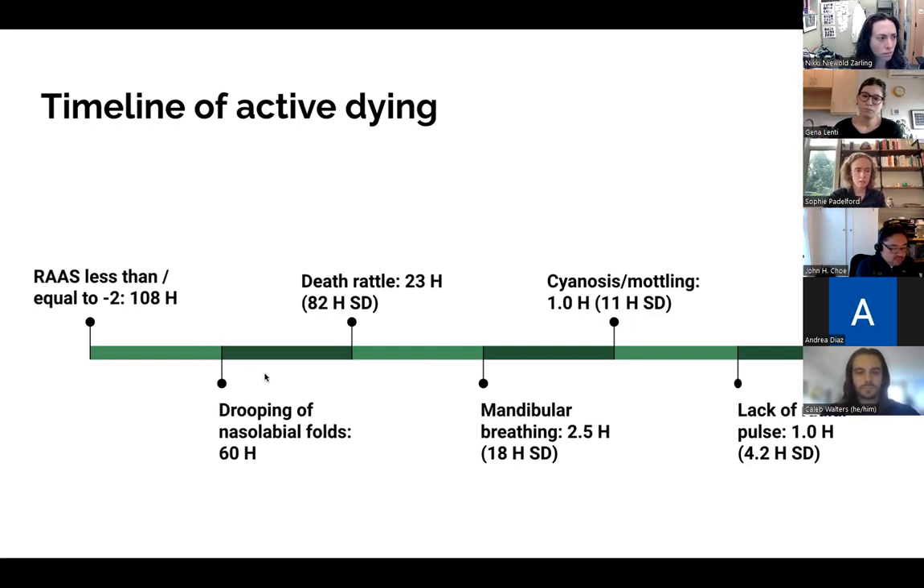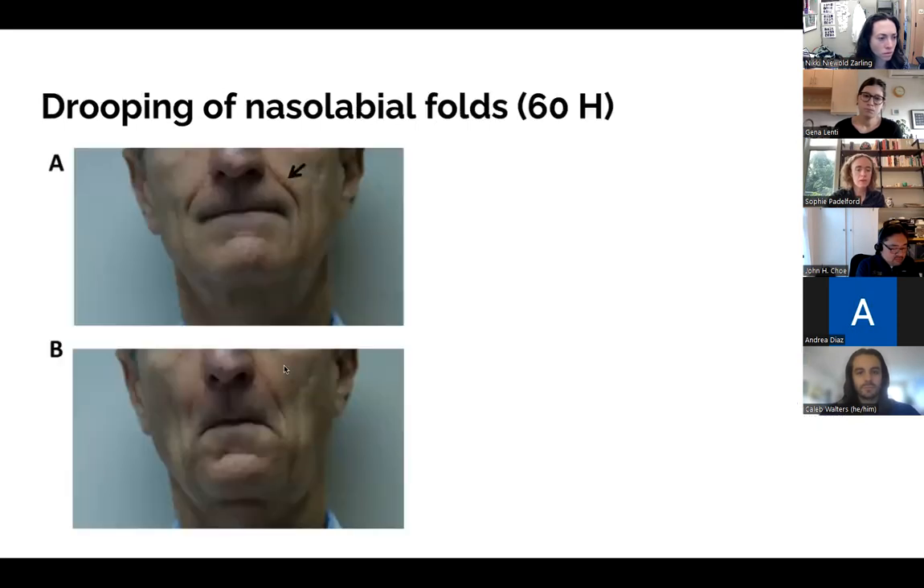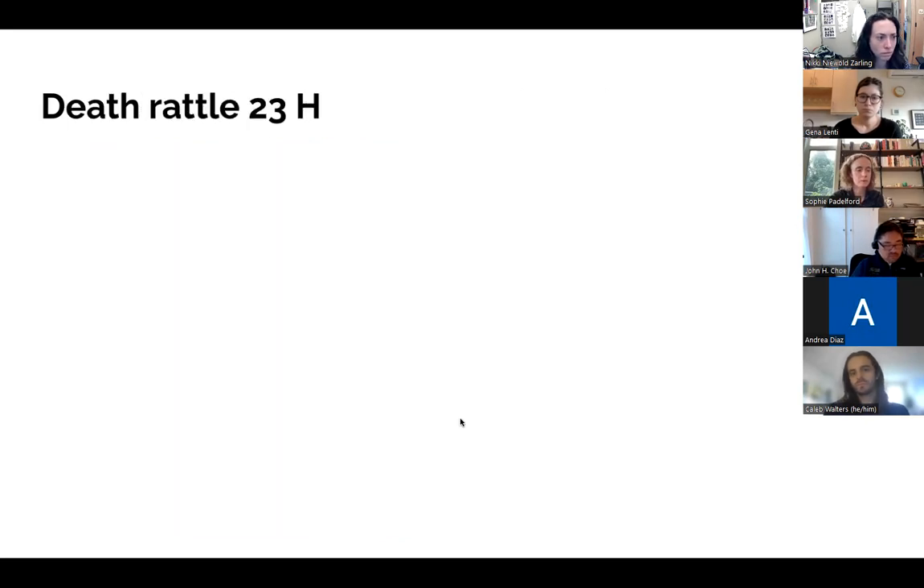So here's an example of drooping of the nasolabial folds. This was a really interesting study done in cancer patients where they were looking at a number of different physical signs. I thought this was just interesting. Basically, the face is losing muscular tone, so you get this sort of bilateral drooping. And again, you might have to know the patient a little bit to be able to recognize this.